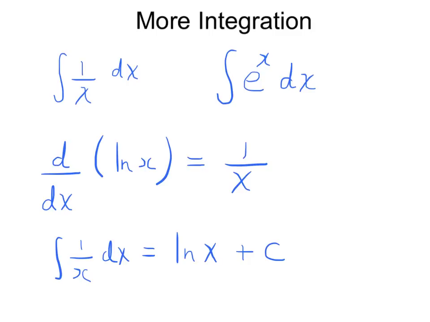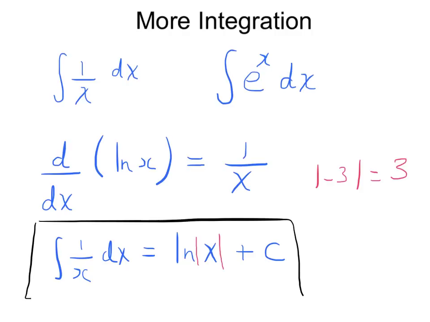The only extra thing you need to know or remember is that logarithms do not work if the number inside them is negative. You can't do log of a negative number. So we actually say that the integral of 1 over x is log of the modulus of x, and remember the modulus function turns anything into a positive. So modulus of negative 3 is just 3. So it gets rid of that problem for us. Okay, so you need to know this. So please make sure you write it down somewhere.